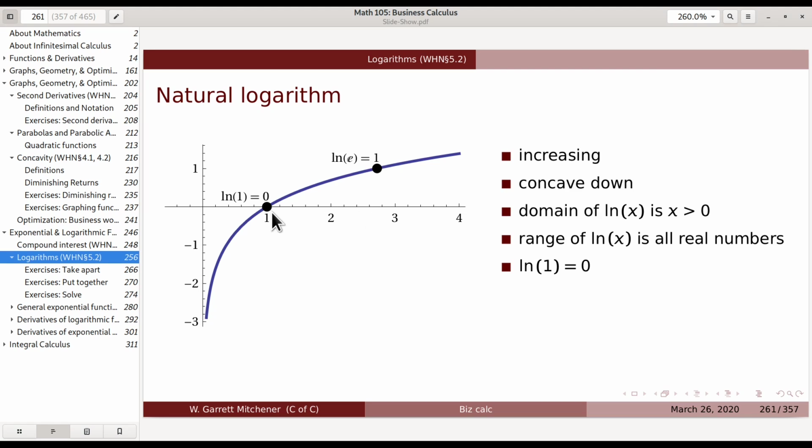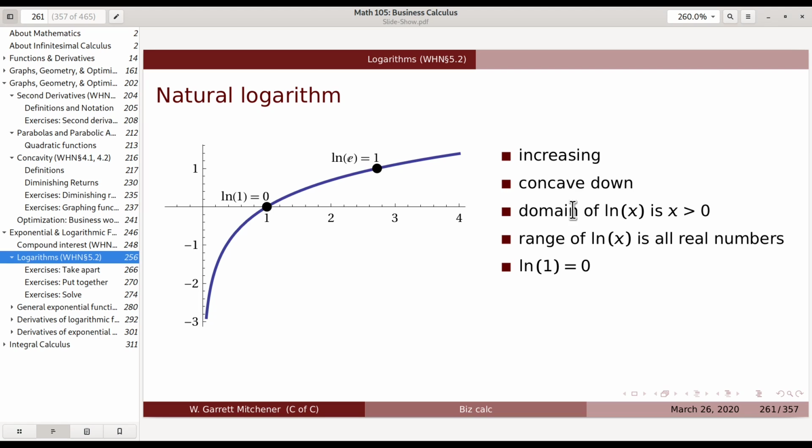Likewise, over here, there's a point at x equals 1, y equals 0. ln of 1 equals 0, and that's true because e to the 0 equals 1. Okay, think about that for a minute. ln of 1 is 0 because e to the 0 equals 1.